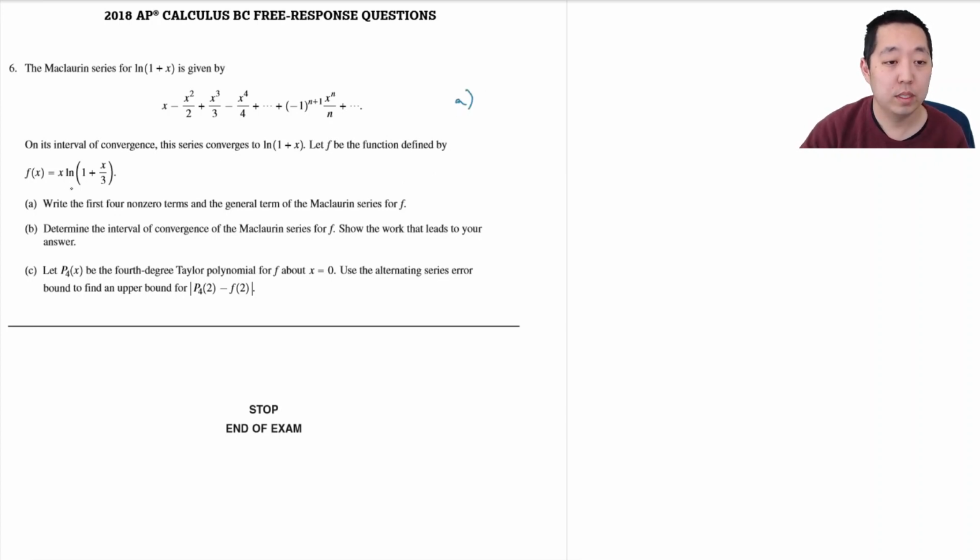Well, first I'm going to do ln(1 + x/3). What I do here is, because this is 1 plus x, I replace x with x over 3. X over 3 minus (x over 3) squared over 2 plus (x over 3) cubed over 3. And they want the first 4 terms, so I'll just do one more: minus (x over 3) to the 4th over 4.